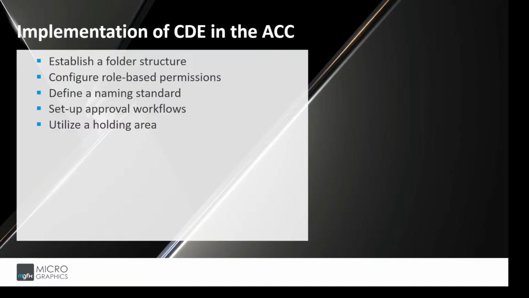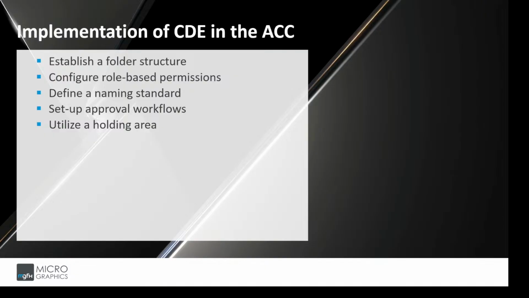To establish a folder structure, the first step is to create separate folders corresponding to the ISO 19650 information states. So that is your work in progress state, the shared state, published, and then archive state. So best practice is to use a numerical prefix, namely if you make it 01 for work in progress, 02 for the shared, 03 for published, and 04 for archived.